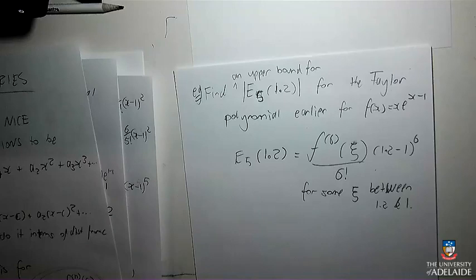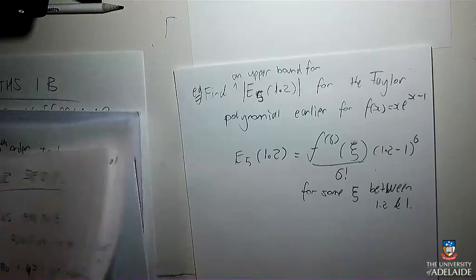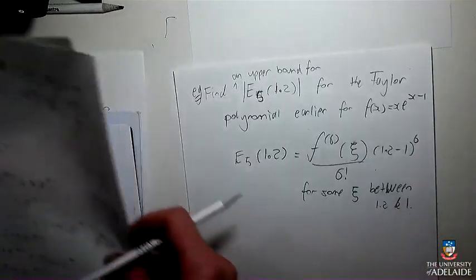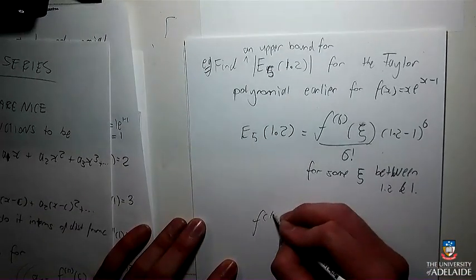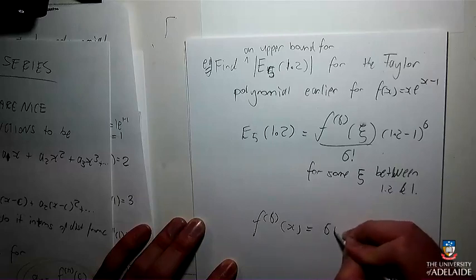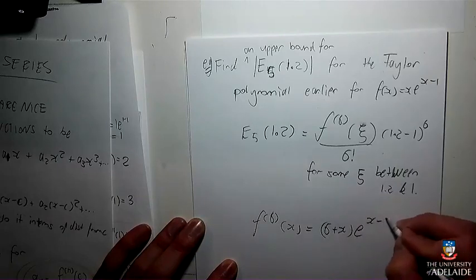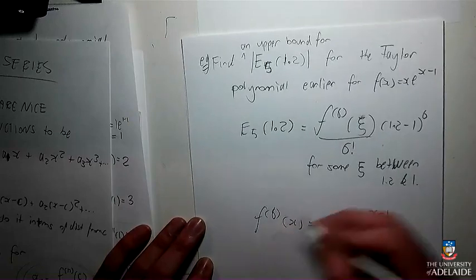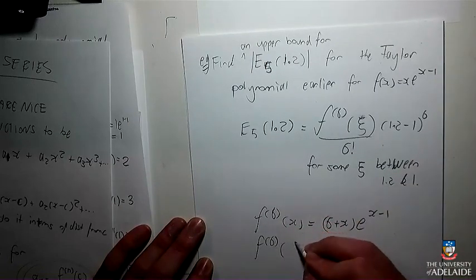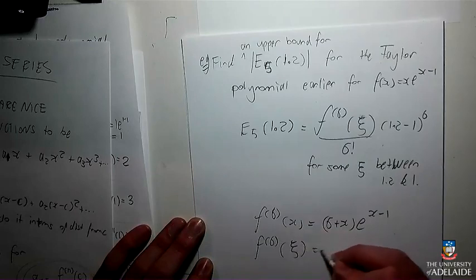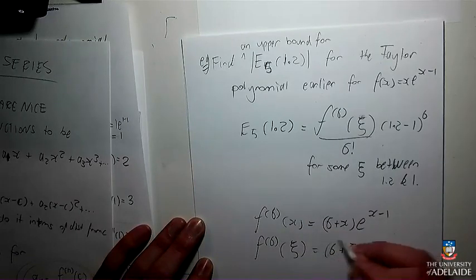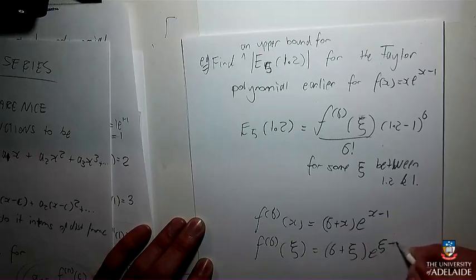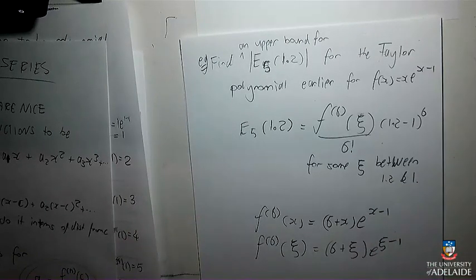Now, I know what the sixth derivative is. I had a pattern for that. The sixth derivative came out to 6 plus x, times e to the x minus 1. Now, f6 of x was this, and therefore f6 of psi is 6 plus psi, times e to the psi minus 1.